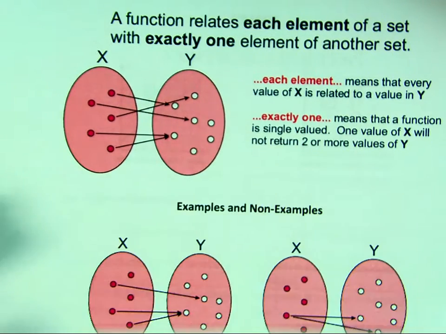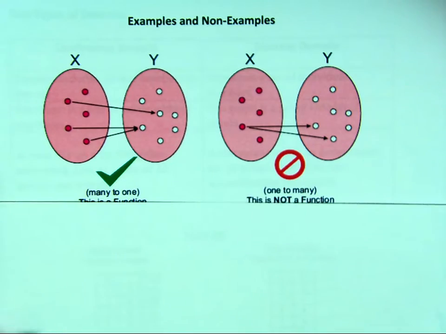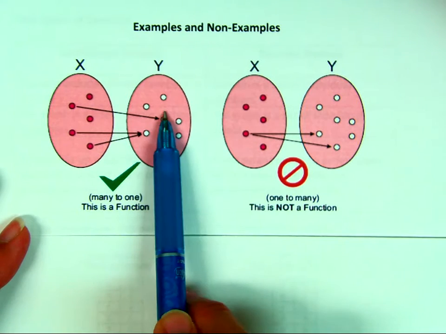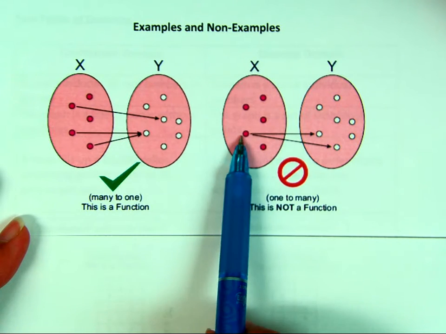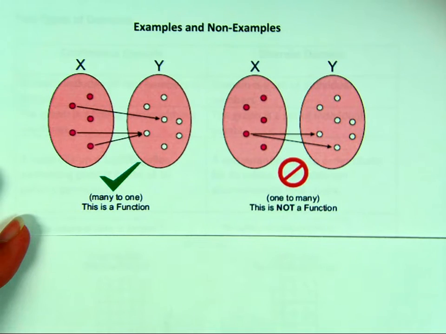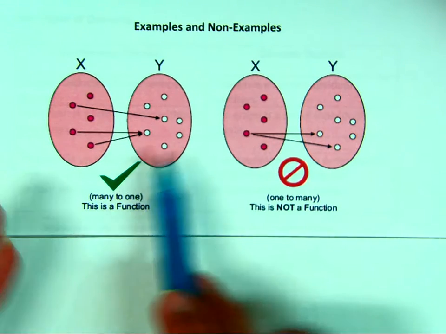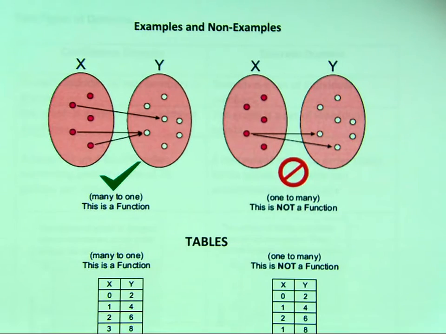So now we're going to give you examples of what that would look like. Function or not a function. So this is a function because every x is going to 1 y. This is not a function because this x right here is going to 2 different y's. So we say that is not a function. Function, not a function. Okay, what if it was a table?